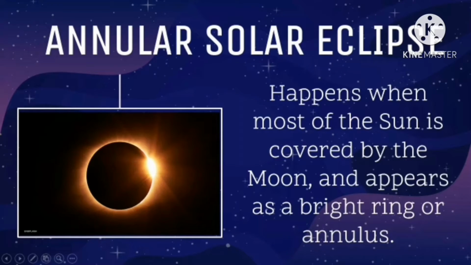Next is the annular solar eclipse. It happens when most of the sun is covered by the moon and appears as a bright ring or annulus. In our example, in time for Father's Day celebration on June 21, 2020, taken with its maximum annular eclipse at 4:23 p.m. in Metro Manila. The moon covers the sun, but the sun can be seen around the edges of the moon.